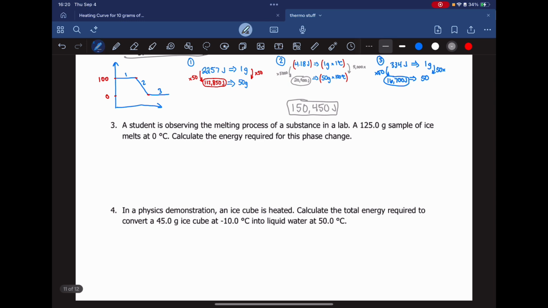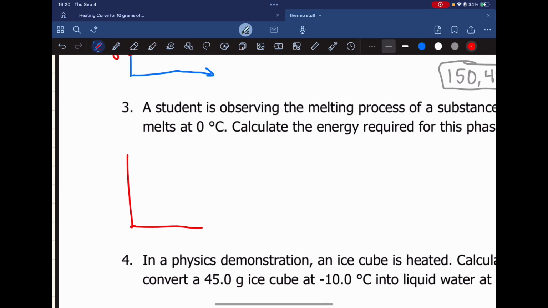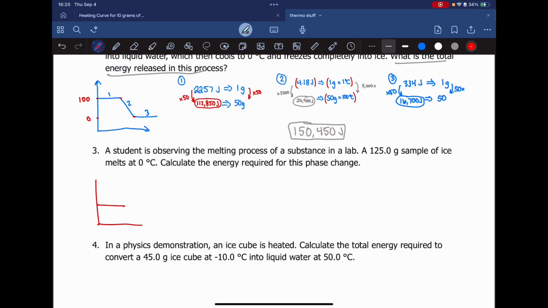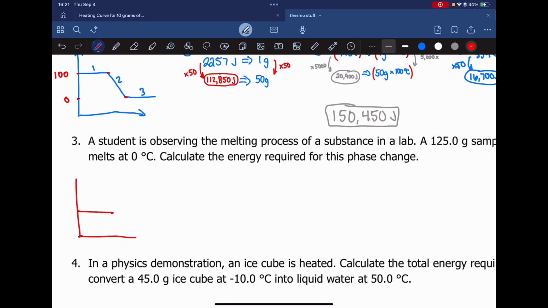There we go. All right, moving on to question number 3. A student is observing the melting process of a substance in lab. 125 gram sample of ice melts at 0 degrees Celsius. Calculate the energy required for this phase change. So we are melting, so that's going to be a heating curve. Melting is a phase change, and it doesn't look like the temperature is going to change at all because we're already at 0, so we just have a one-stepper here.